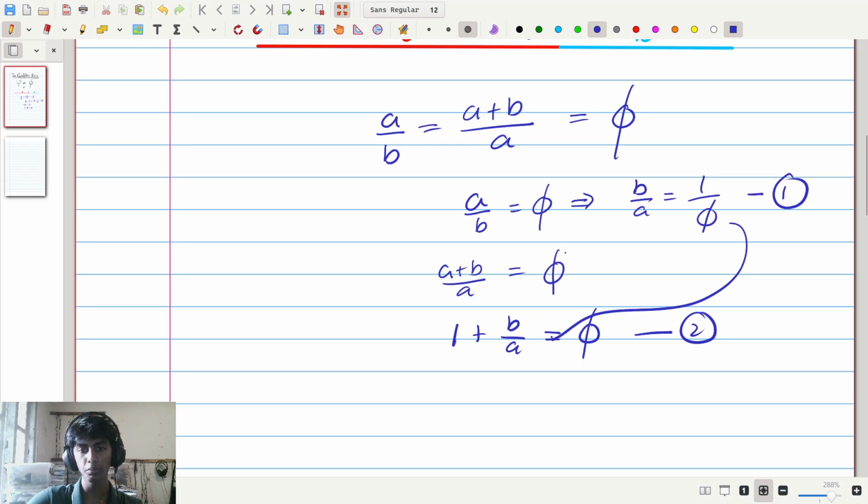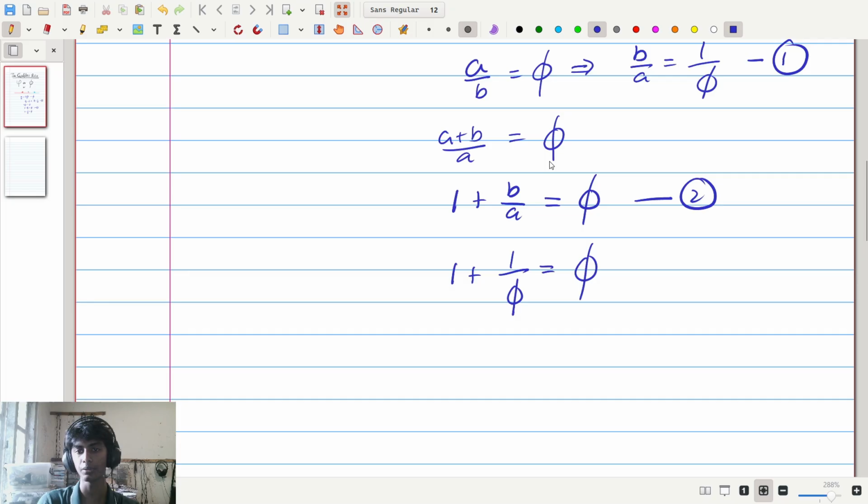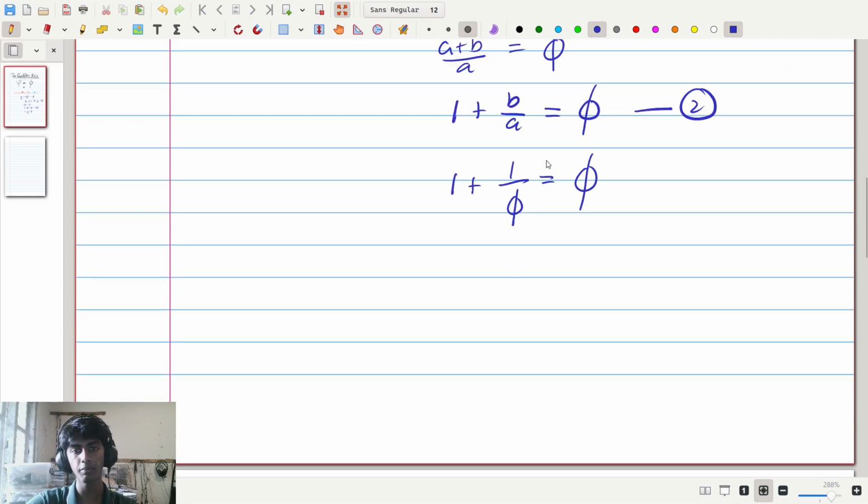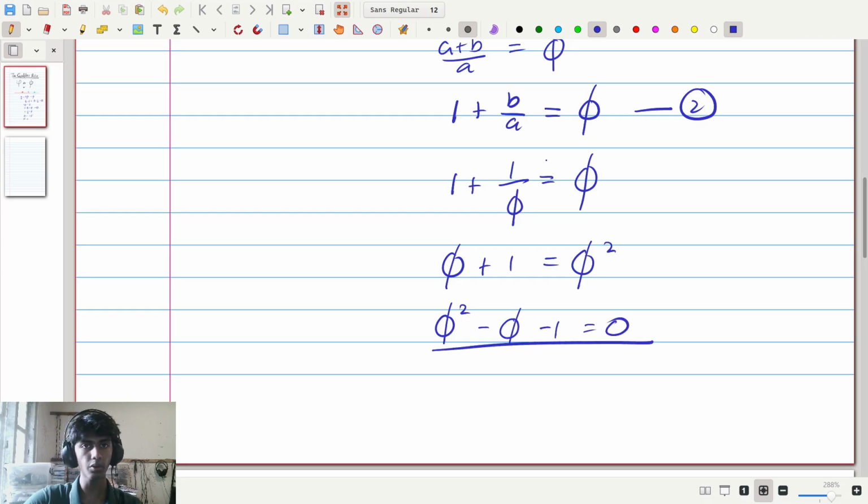We can substitute 1 into 2 because over here in number 2 we have B divided by A. Doing that, what we get is 1 plus 1 divided by phi is equal to phi. So 1 plus 1 divided by the golden ratio is equal to the golden ratio. From this, if we multiply both sides by the golden ratio, on the left we get the golden ratio plus 1, and on the right side we get the golden ratio squared. Rearranging a little bit more, the golden ratio squared minus the golden ratio minus 1 is equal to 0. This is a quadratic equation.